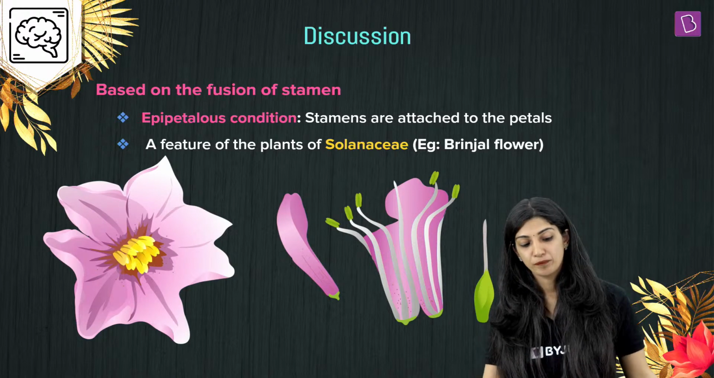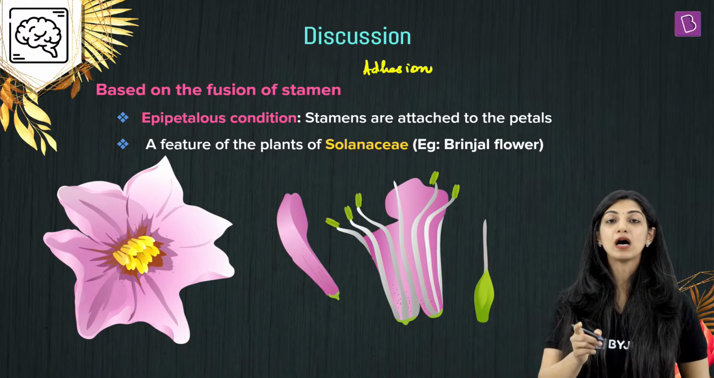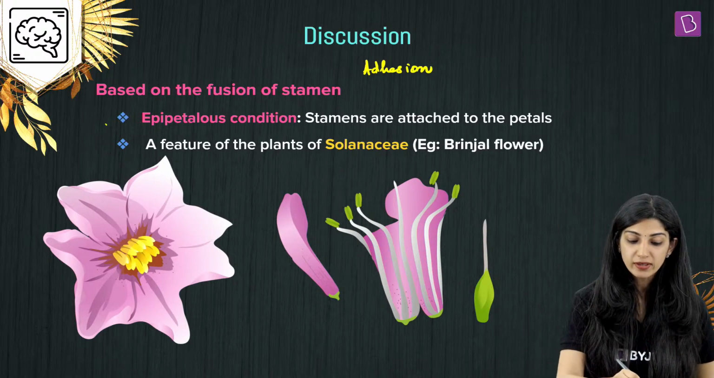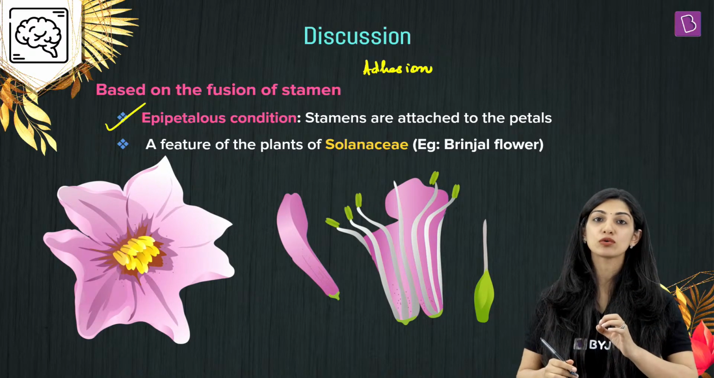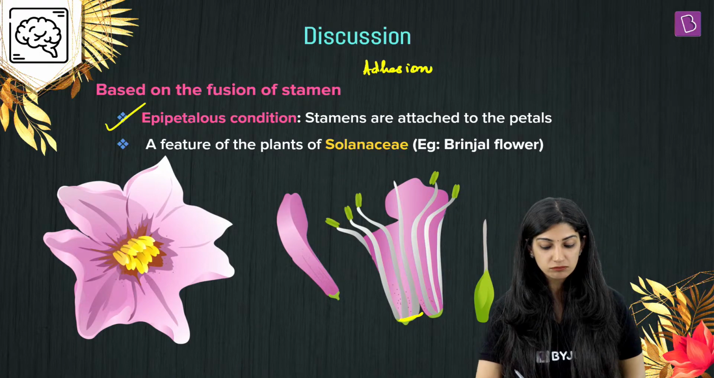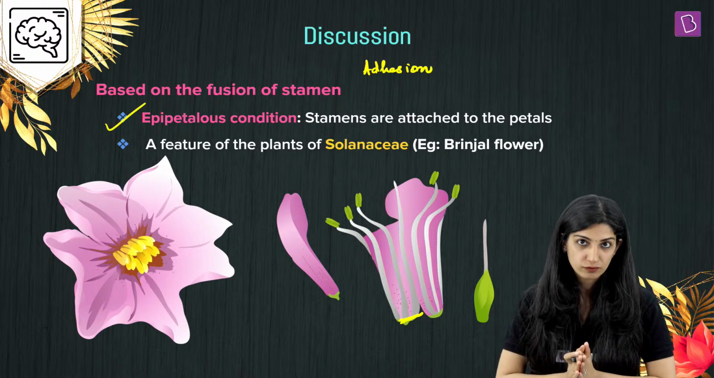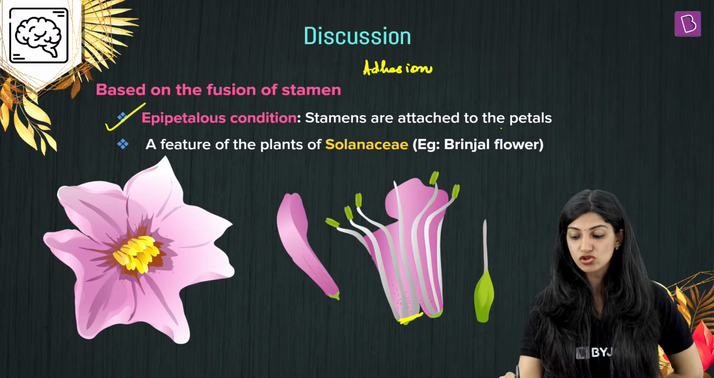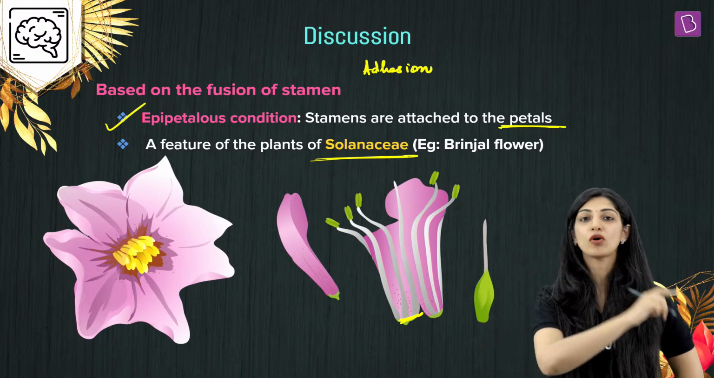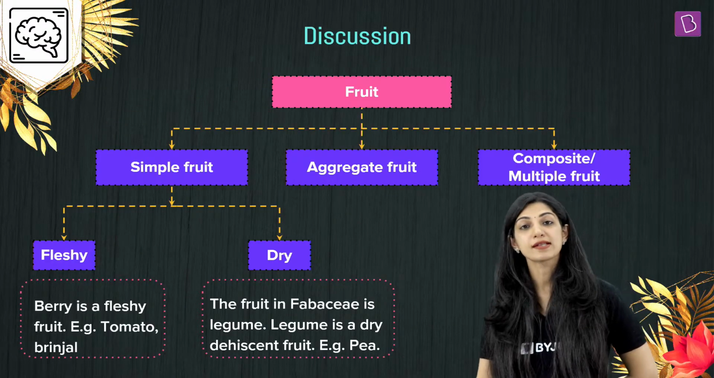Good? Now, like I was saying, the adhesion of stamens, that is, they are sticking to a dissimilar structure. So one condition is epipetalous. What does epi mean? Upon. Yeah. So they look like they are upon the petals. But actually they are sticking to the petals. This is called epipetalous condition. Good. Stamens are attached to the petals. This is a feature of Solanaceae. Solanaceae family is very important for your exam. It is very much in your syllabus. We will see how epipetalous condition is represented.